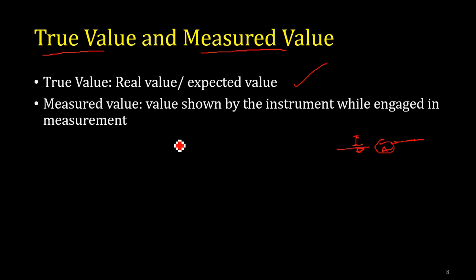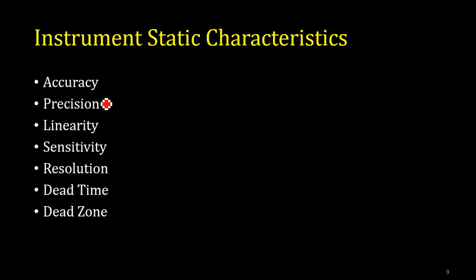Now, what will be the measured value? It is the value indicated by the particular meter, the instrument that is being used. So the true value may be equal to the measured value, or it may be different. The measured value will differ from the true value if you have some errors in the measurement.